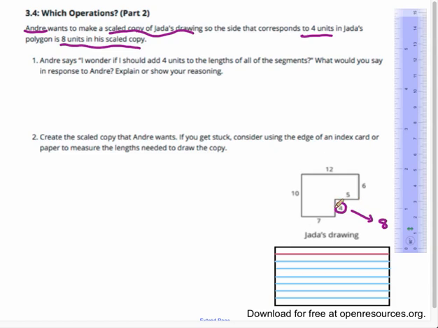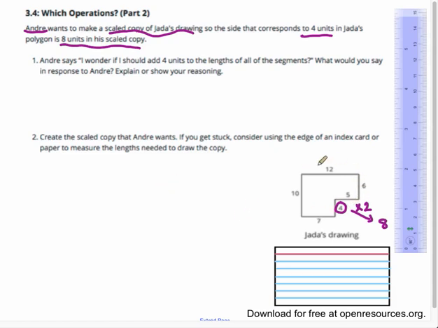What am I doing to 4 to get to 8? I'm multiplying it by what number? This is how I determine the scale factor. 4 times what number equals 8? 4 times 2 equals 8. So the scale factor for Andre's copy is going to be 2.